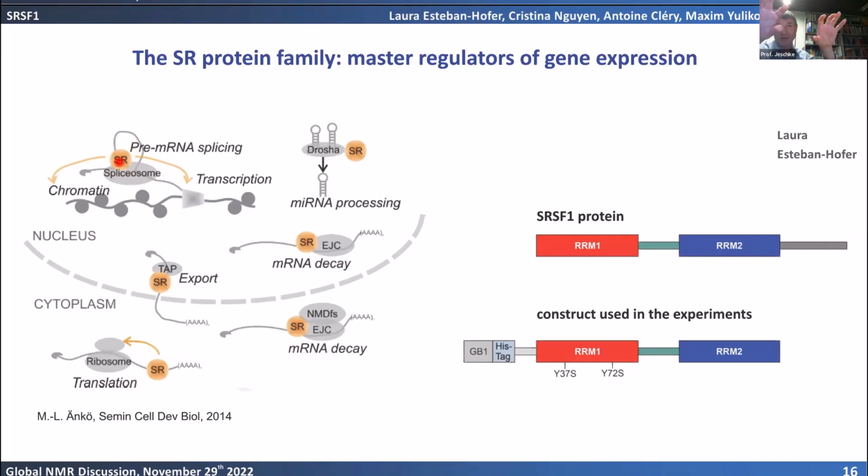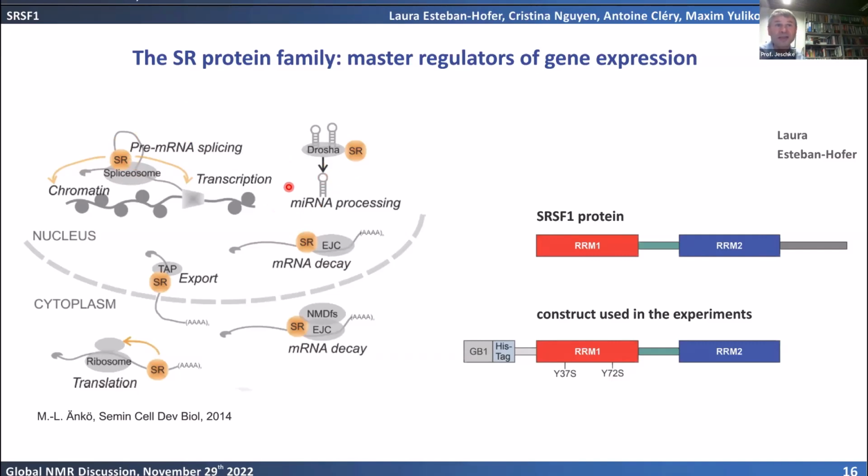So messenger RNA, mRNA has to be spliced. So there are sometimes even alternative splicings for the same mRNA to make different products. And you need to have proteins that are doing this. And this is the spliceosome. And SRSF1 binds mRNA and brings it to the spliceosome.